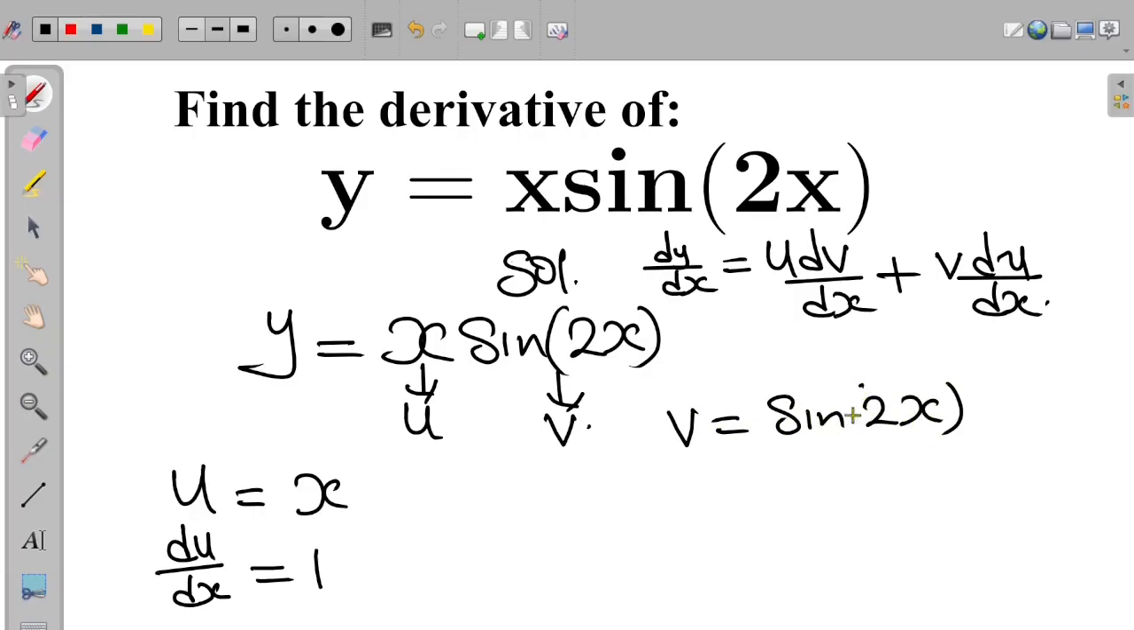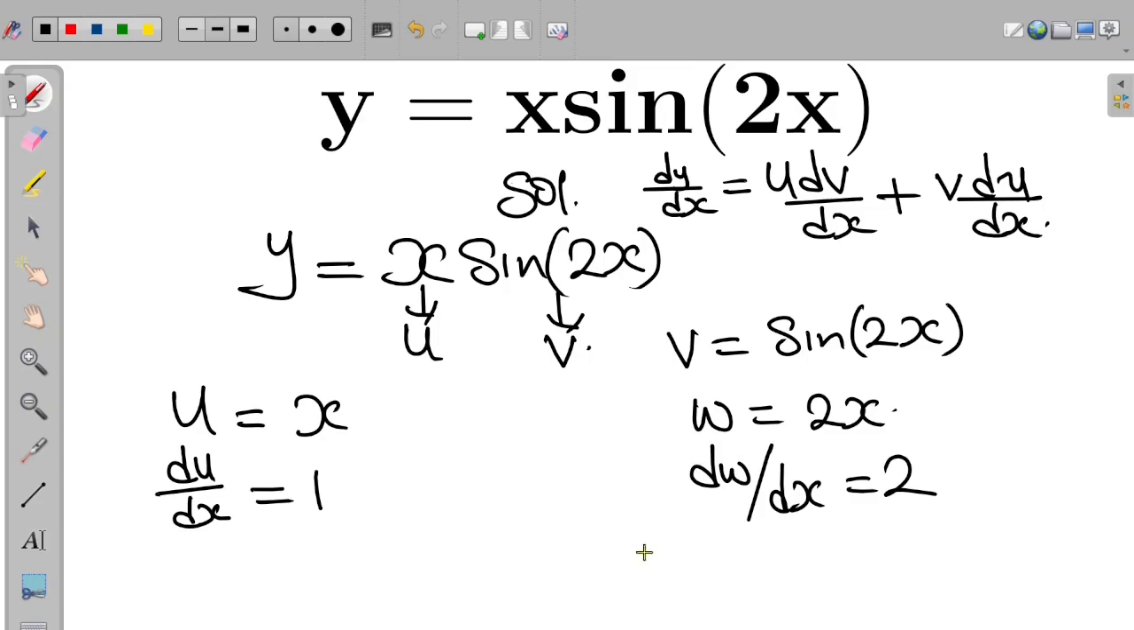Also, we have that v is equal to sine 2x. Now, if you observe, v is a function of a function. So therefore, we said let 2x be equal to w. So w is equal to 2x. So at this point, if we differentiate w with respect to x, we have that dw over dx is equal to 2. So therefore, we have it that v is equal to sine w, because we said let w be equal to 2x.